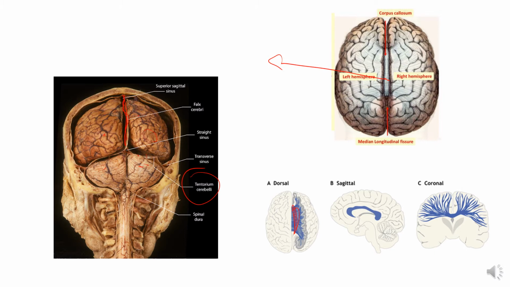Now this separates the two hemispheres, and you can see here in sagittal section, this is the corpus callosum, while in the dorsal section you can see the edge of the cerebrum is cut to show it, and here also in the coronal section. This corpus callosum is of which type of fibers? They are commissural fibers which connect the same corresponding areas of the two cerebral hemispheres.